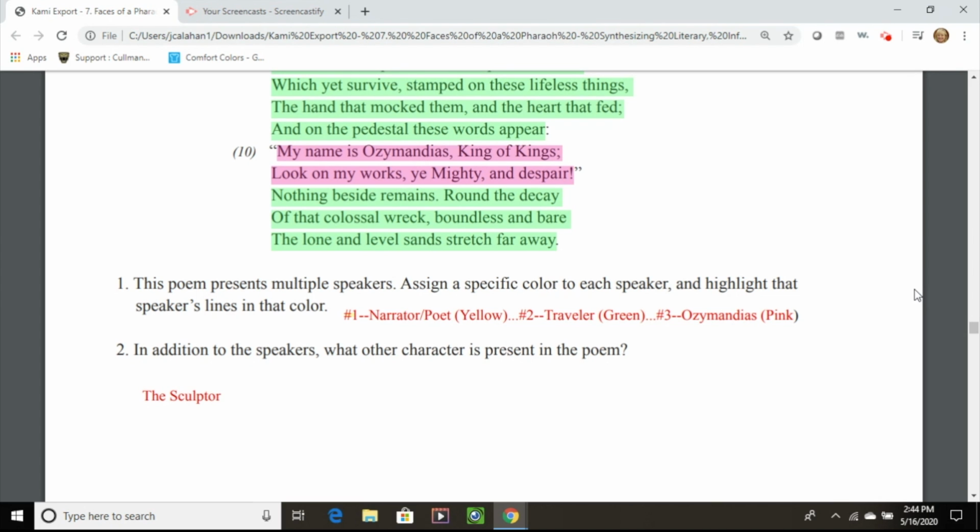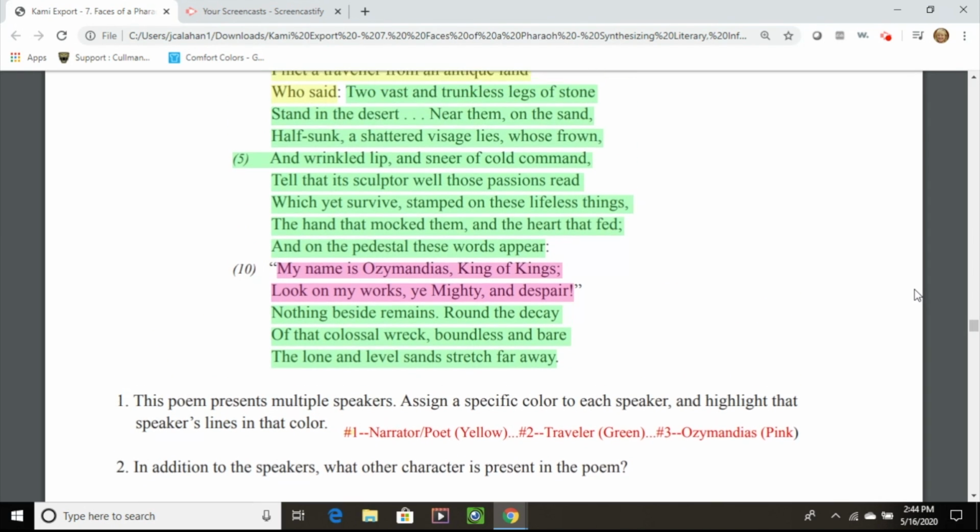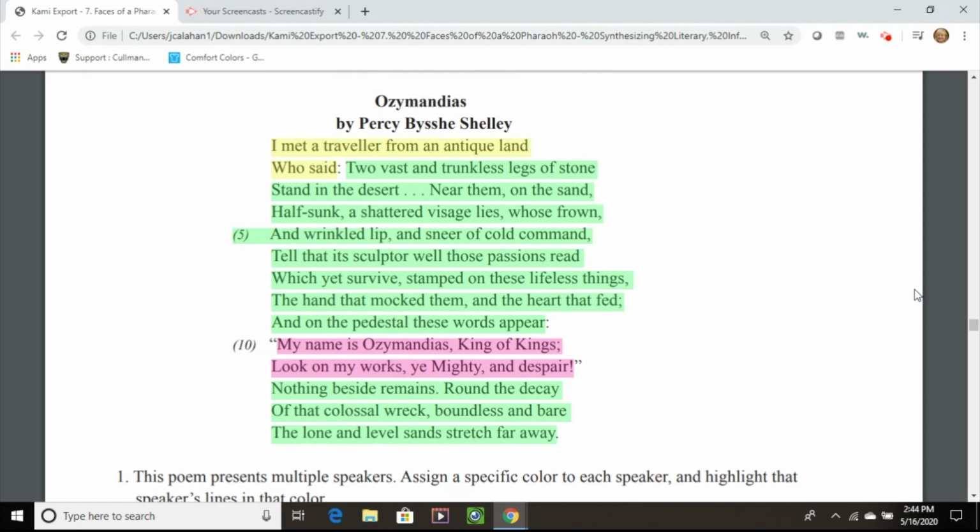It's also a good idea to begin the poem by understanding some of the academic vocabulary. For example, line 4, visage, mocked, that's in line 8, sneer, which they might not understand as a facial expression. And then finally, a pedestal, so that they understand what the sculpture looks like, being on a pedestal.